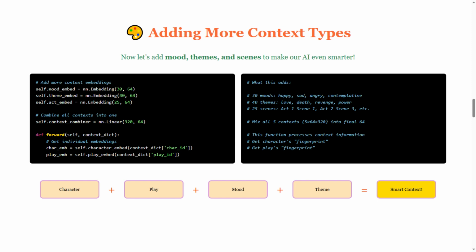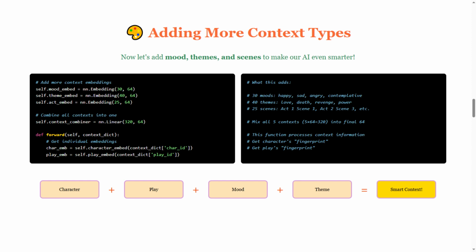Now we're adding the really cool stuff: moods, themes, and scenes. Our code creates embeddings for 30 different moods like happy, contemplative, or vengeful. We add 40 themes like love, death, and revenge, plus 25 different scenes from various acts.